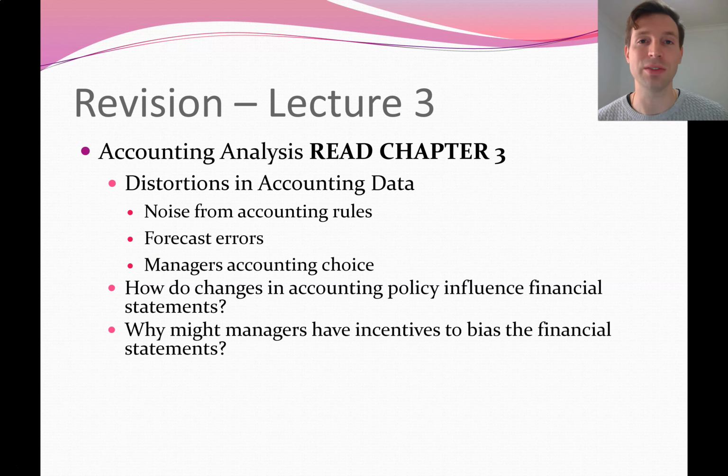We then went into a lot more detail about how managers may have incentives to bias the financial reports and earnings management and why it's likely to happen and when it's likely to happen. So you'll need to make sure you revise over those issues. And chapter 3 of your textbook's really useful for your revision there.